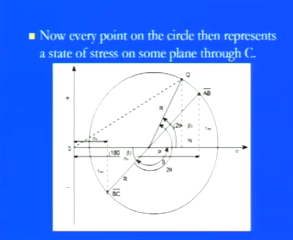Now every point on the circle represents a state of stress on some plane through the center, or we can say C. So now we can look at this particular circle. As we discussed, this is the x axis where the normal stress component is, and this is the y axis where the shear stress component is. So now, taking all the information we have, a material is subjected to two normal stress components and the shear stress, under the combination of all three components of stress. Now we see how we can formulate.